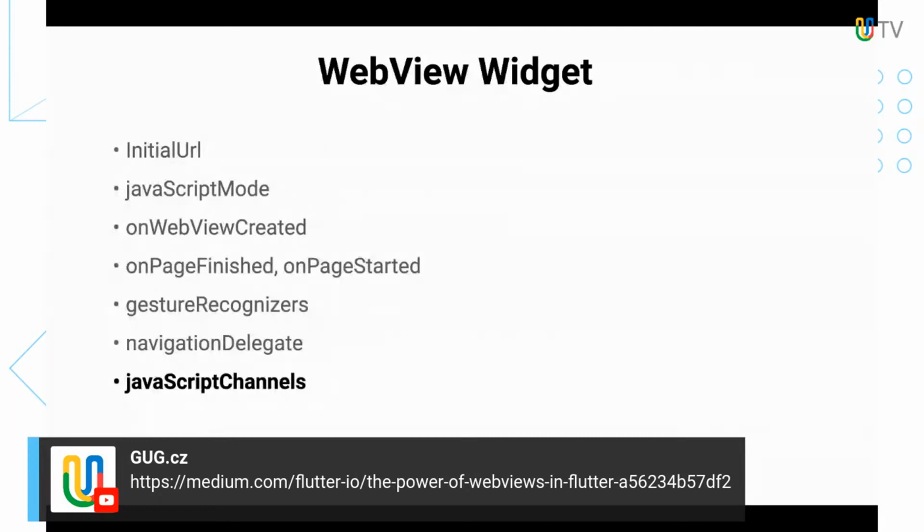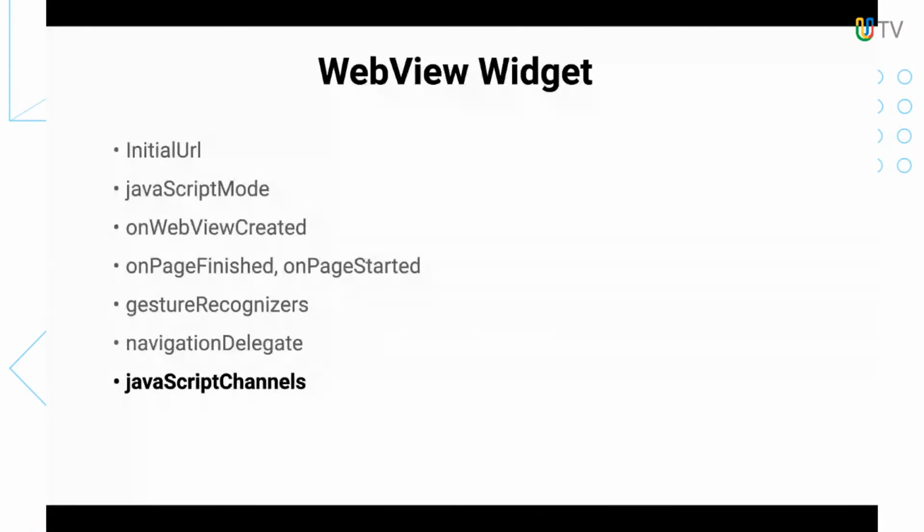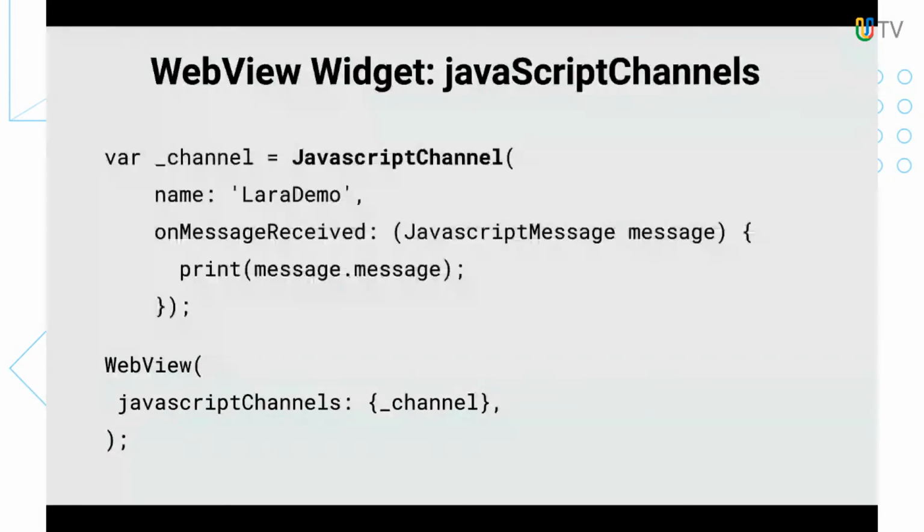And last but not least, from all the parameters I chose to talk about, I want to show you the JavaScript channels, which I found very fun. This basically allows JavaScript and Flutter to communicate with each other. So in the snippet you see here on the screen, you can see that the channels are set. You can define more than one, but I only define one for testing purposes. So here I have one, which is defined within a variable.